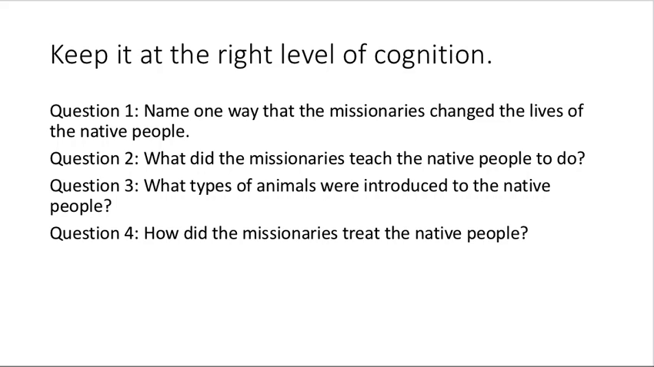A second thing is make sure you keep it at the right level of cognition. Now, a lot of times what happens is you have a recall goal that accidentally gets turned into a comprehension or application item, or vice versa, where you have a higher level goal that gets turned into a lower level goal. So this was for goal number 2. It was supposed to be at a comprehension level. And some of them are, or are at least borderline.